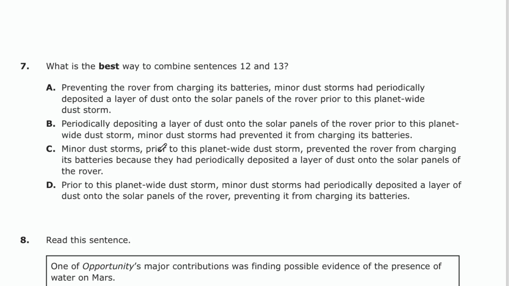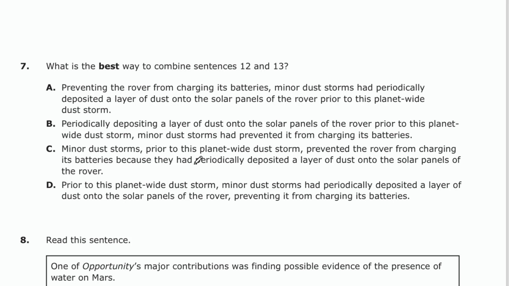C, minor dust storms prior to this planet-wide dust storm. Again, we're breaking it up parenthetically in the middle. We don't really need to do that. That's not the best style here. Minor dust storms prior to this planet-wide dust storm prevented the rover from charging its batteries because they had periodically deposited a layer of dust onto the solar panel. I mean, it is a result, but we don't really need to say that with the whole extra clause there.